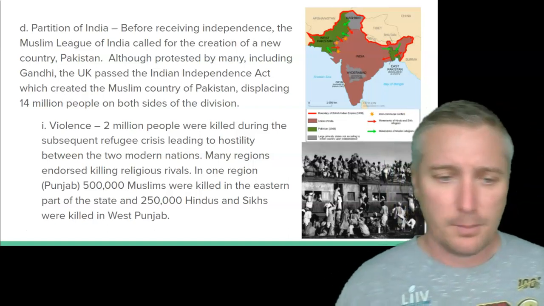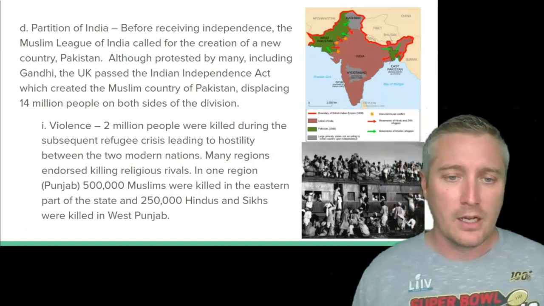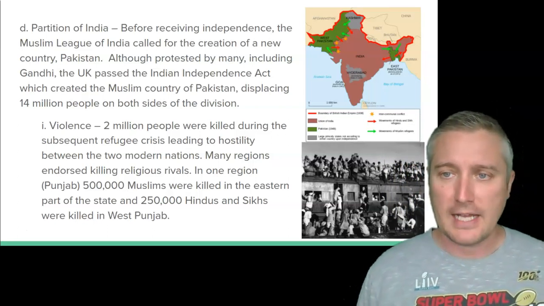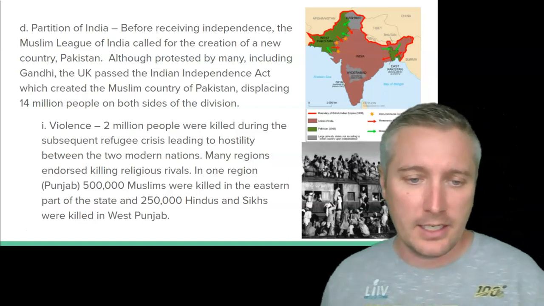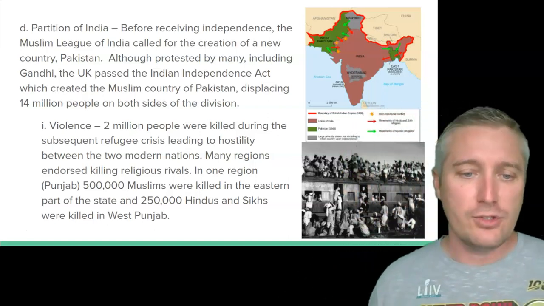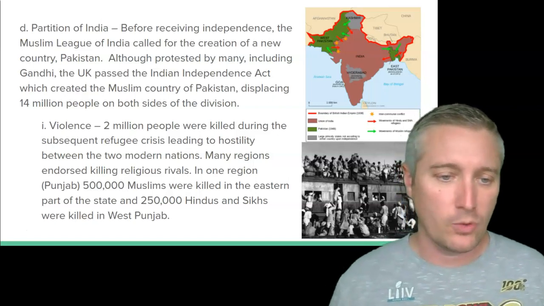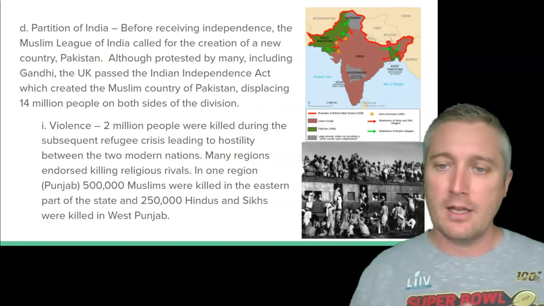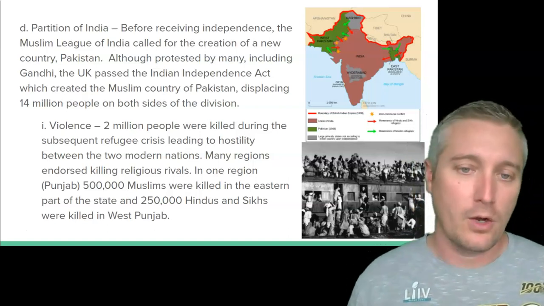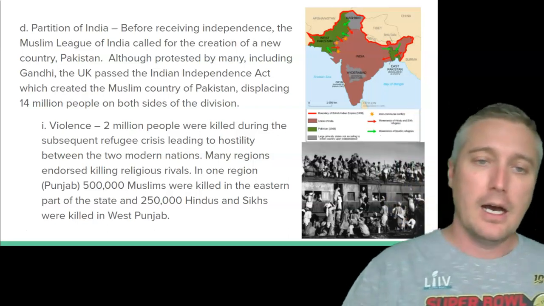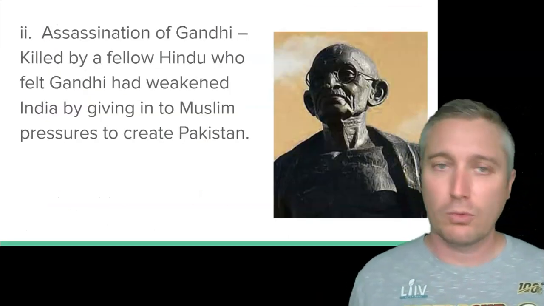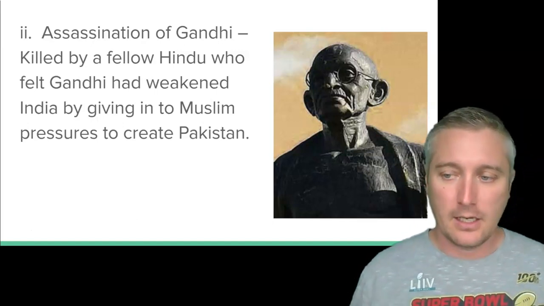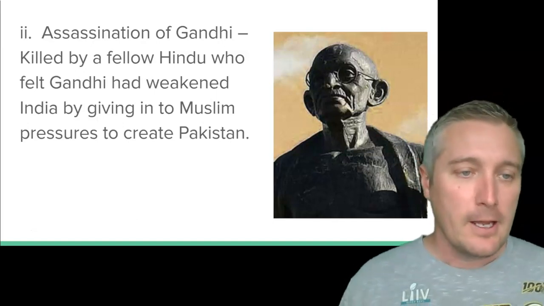In one region, the Punjab region of India, you had 500,000 Muslims that were targeted and killed in the eastern part of that state. And then in another region, you had 250,000 Hindus and Sikhs, which is a religious minority there, who were killed in West Punjab. So, both sides, and it becomes about revenge at some point. Well, they did this to us, we got to do this to them. And I tell you, it's terrible all around. But sadly, that nation could not remain united, and violence was the result.